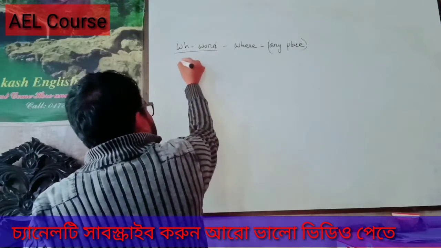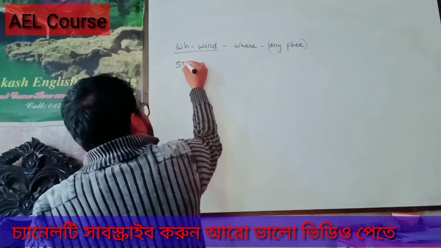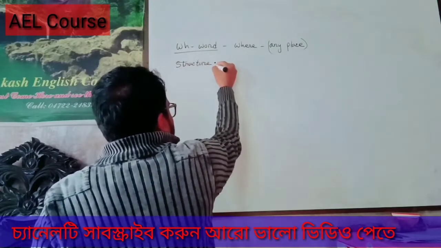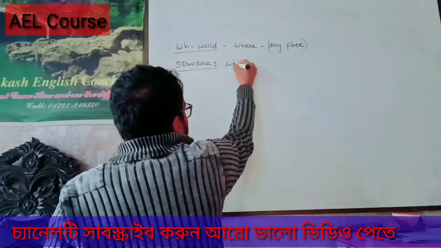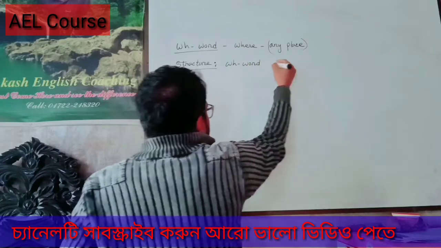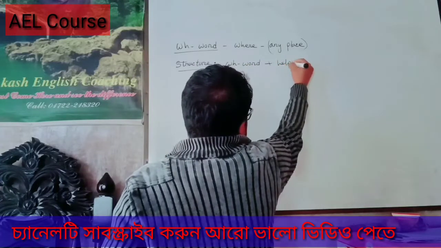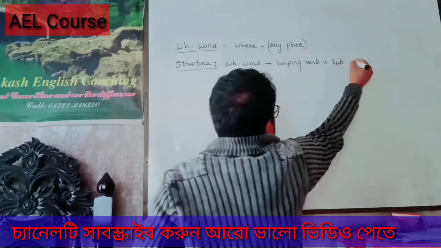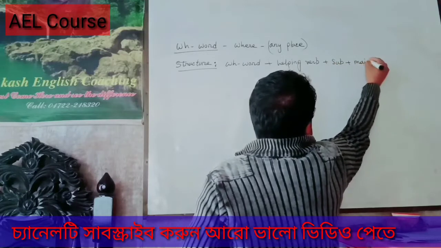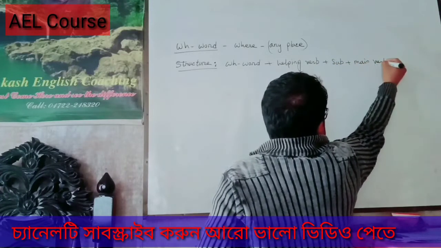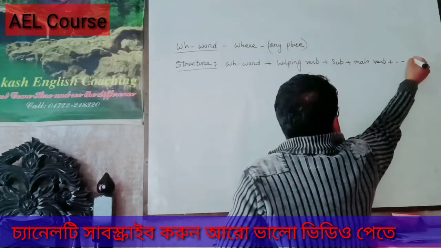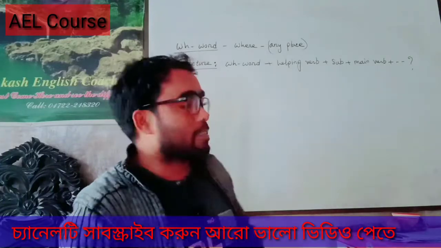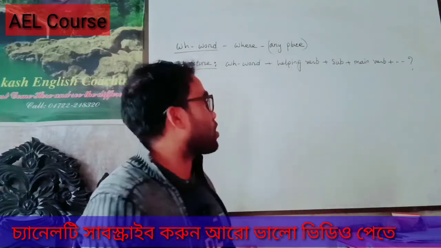At first we have to know the structure. WH word, plus helping verb, plus subject, plus main verb. If you find the other part of the sentence, then add the sign of interrogative. By using this structure, you can make any question by using a WH word.